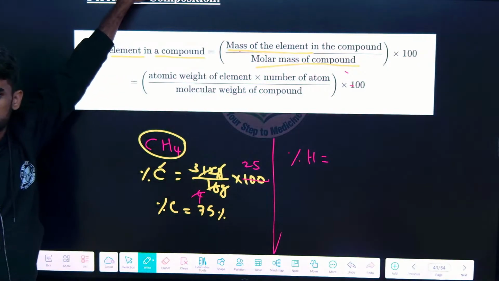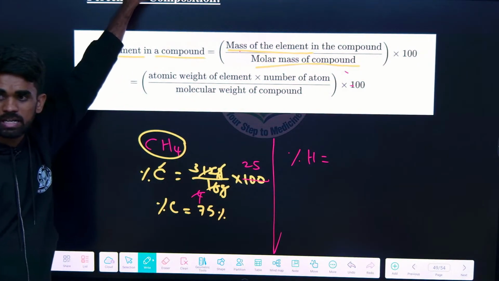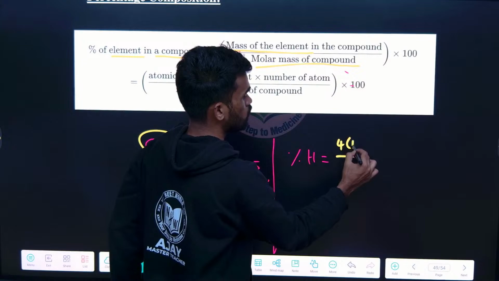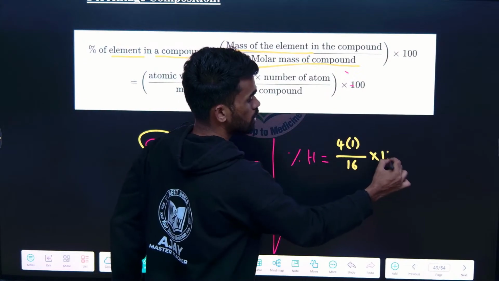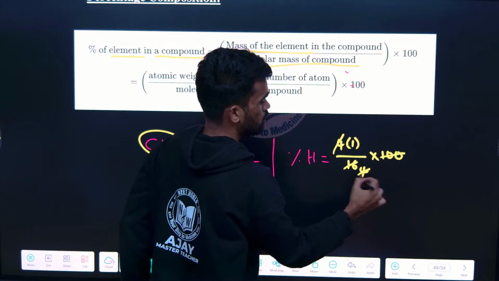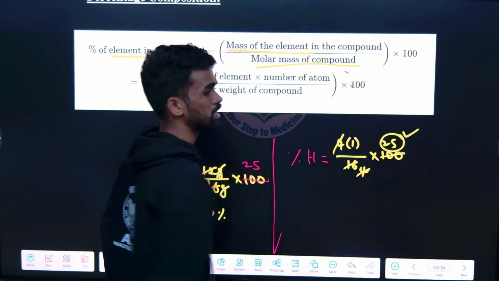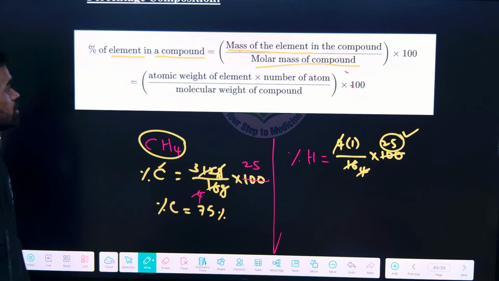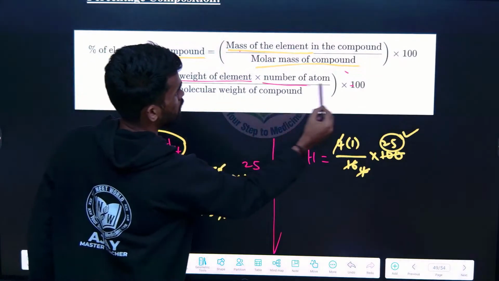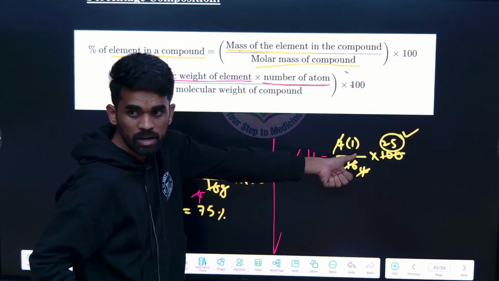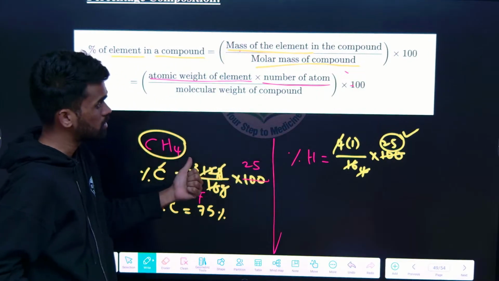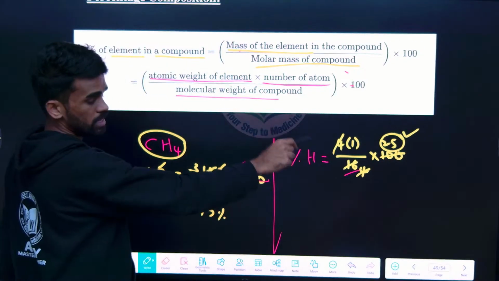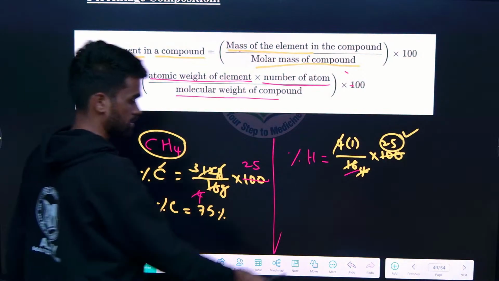Now similarly, what is the mass percentage of hydrogen in methane? How do you do that? 100 minus 75 you can get. Otherwise, here what should you do? 4 hydrogens, 4 into 1 by 16 into 100. So this will be 25. So 25 will be the percentage of hydrogen. Is that clear? So atomic weight of the element into number of atoms: atomic weight of hydrogen is 1, number of hydrogen atoms in methane is 4, divided by molecular weight of the compound 16, into 100. Is that clear? Okay. Next.